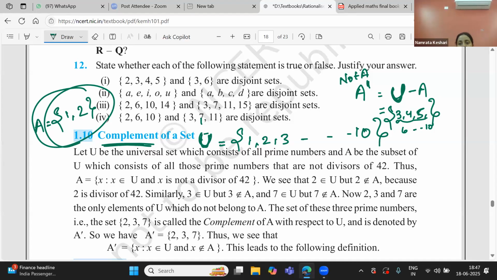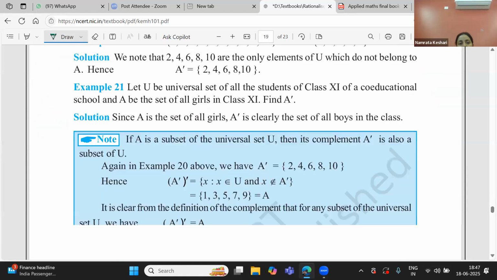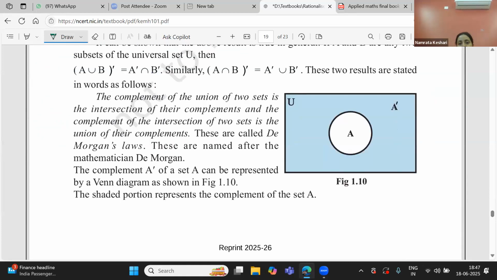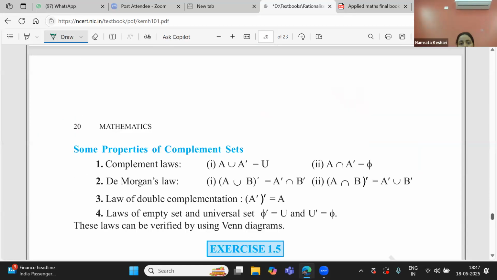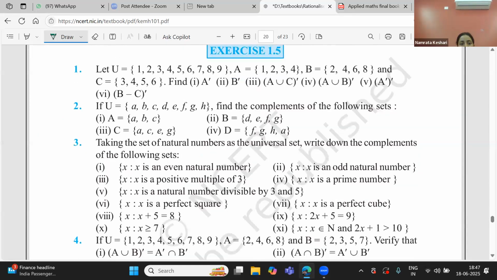Yes, ma'am. Okay, so that's the condition for this one. I'll introduce the Venn diagram today also. Quickly, I'm checking if any question is there which we can do.